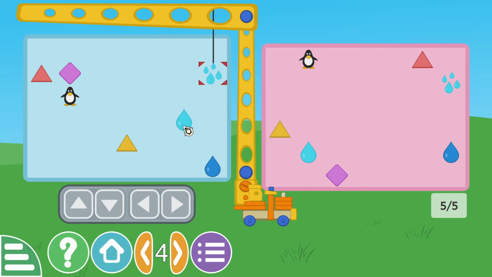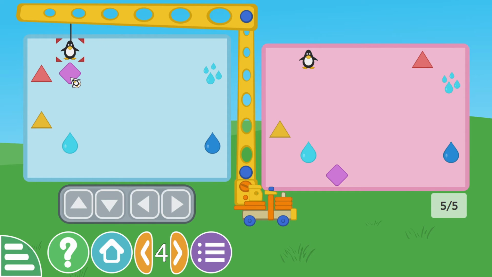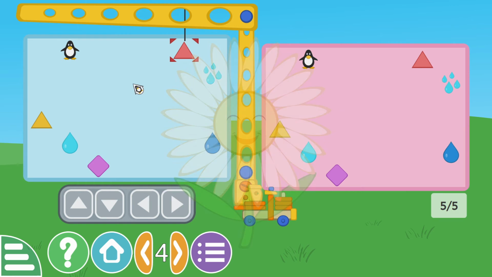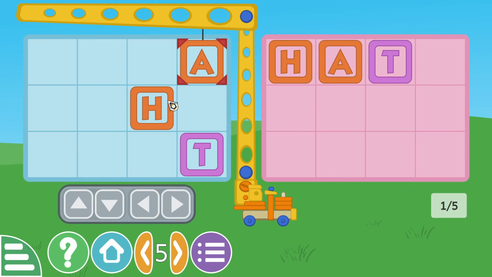The 4 dots are in the right spot already. I'll move this one into the right spot. That's on the same height as it. Move the yellow triangle up. Bring tux up to the top row. The purple diamond to the bottom. And then the red triangle up to the top.